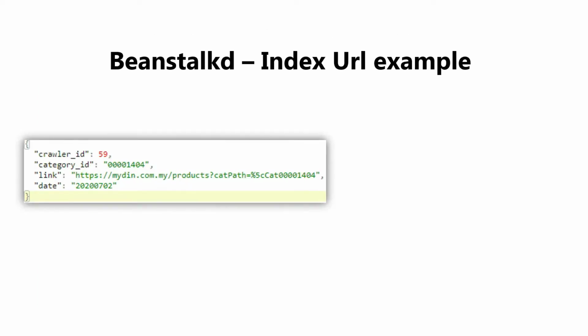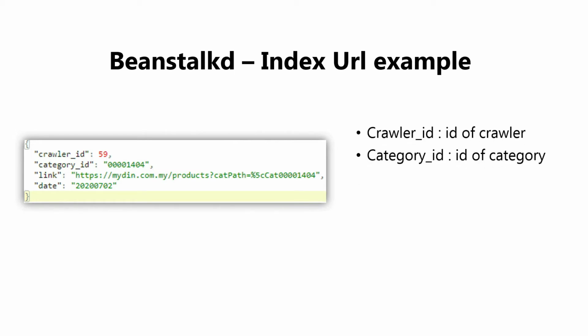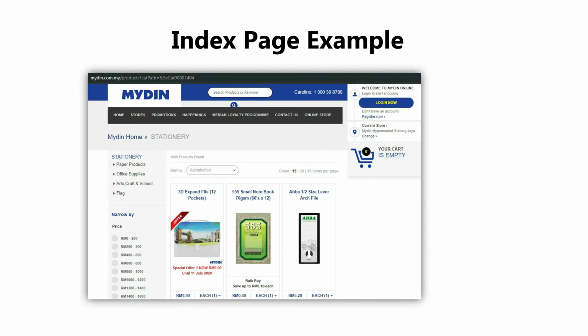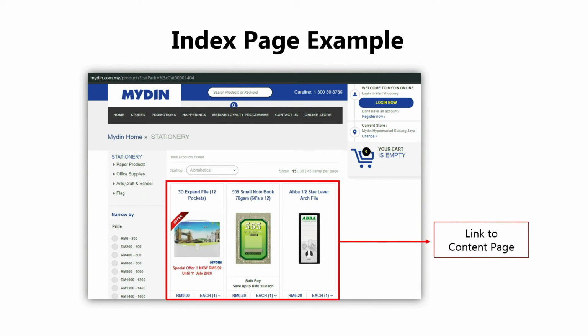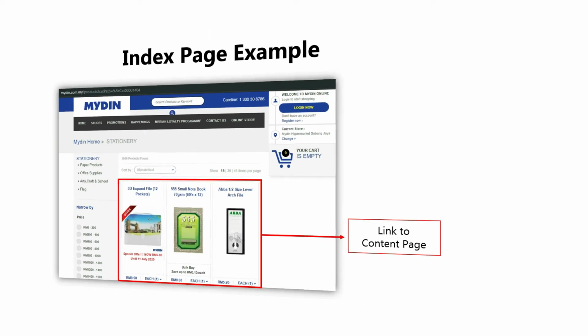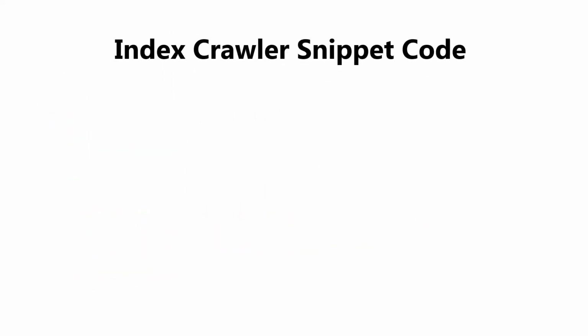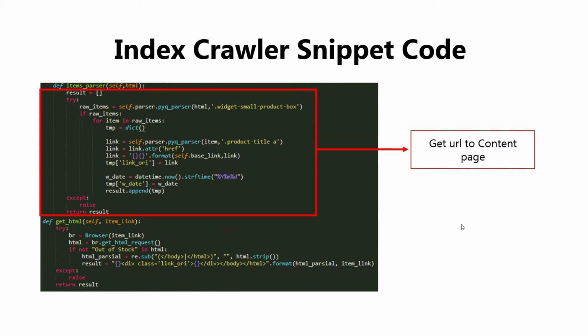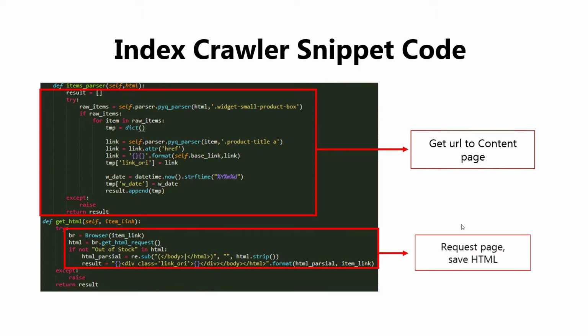This is the data sent by Pusher to Beanstalk, which will be used by index crawler. This is the index page, which will be saved by index crawler. This is the snippet for index crawler. It will extract the URL to content page and save the response as HTML.